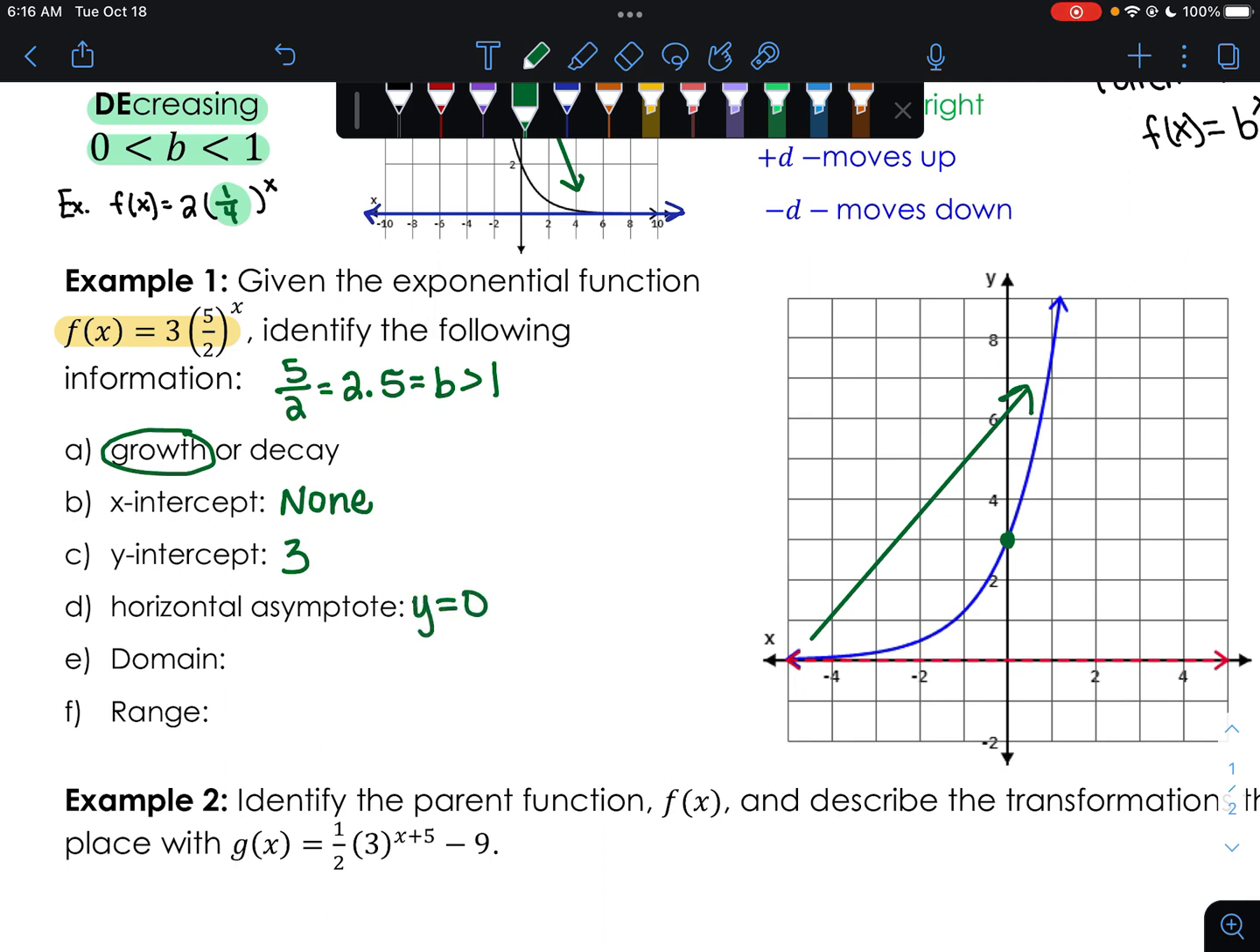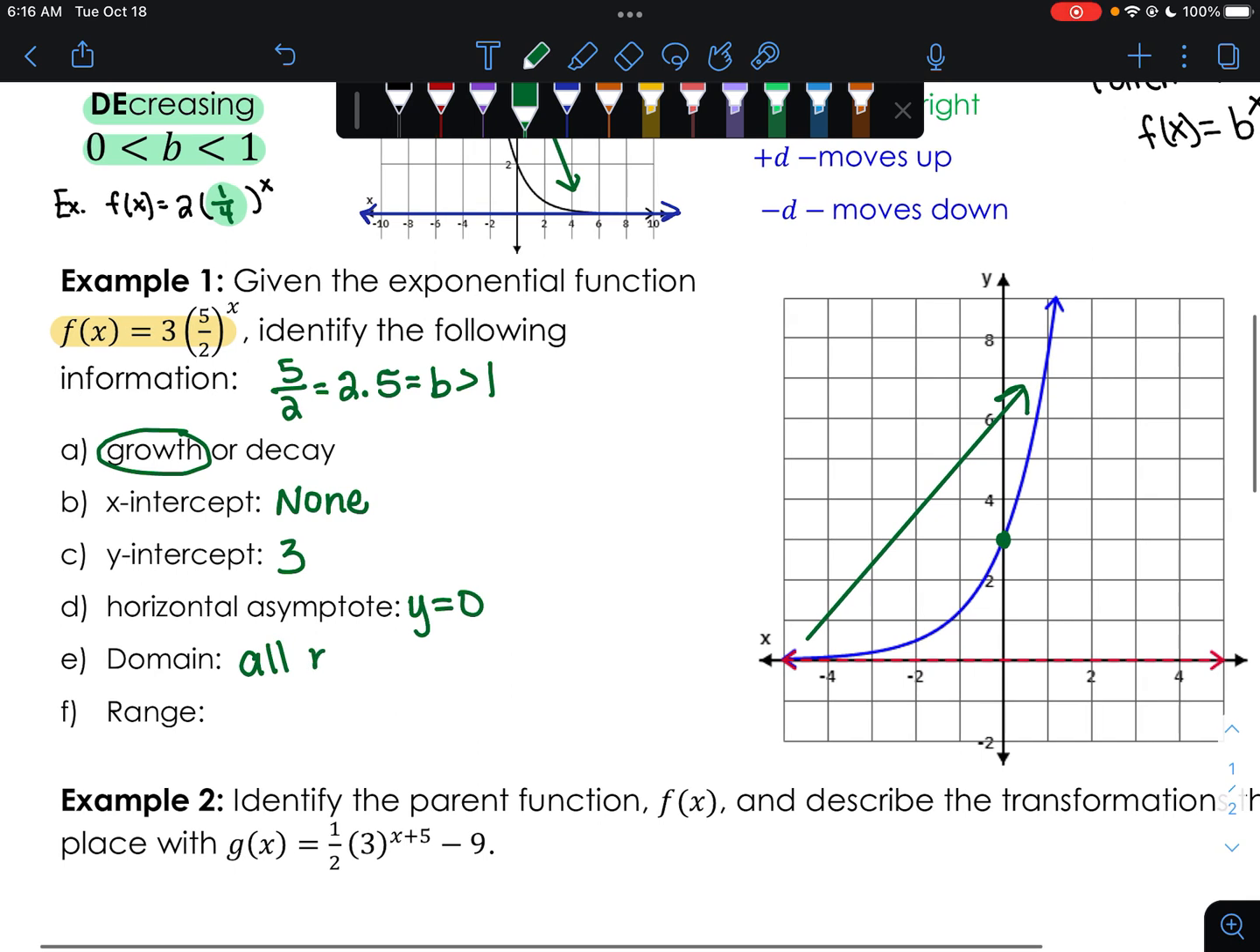The horizontal asymptote will shift if we move our function up or down. So if we have that transformation that moves it vertically, it's going to move our asymptote. Our domain is all real numbers. It is going to keep extending to the left, and it's going to keep extending to the right forever and ever and ever. So that's why it's all real numbers.